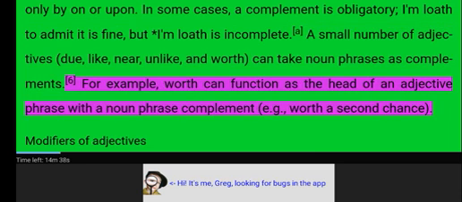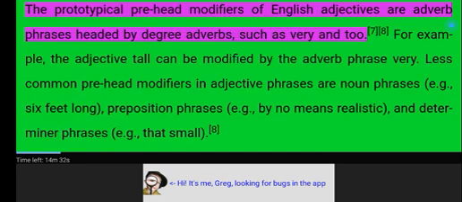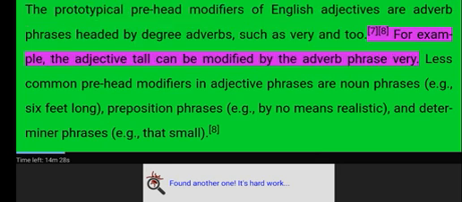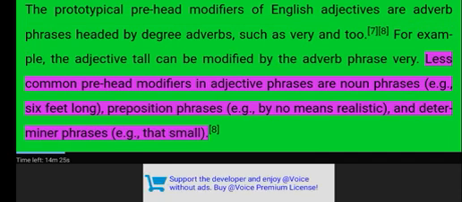For example, worth can function as the head of an adjective phrase with a noun phrase complement, e.g., worth a second chance. Modifiers of adjectives. The prototypical pre-head modifiers of English adjectives are adverb phrases headed by degree adverbs, such as very and too. For example, the adjective tall can be modified by the adverb phrase very. Less common pre-head modifiers in adjective phrases are noun phrases, e.g., 6 feet long, preposition phrases, e.g., by no means realistic, and determiner phrases, e.g., that small.